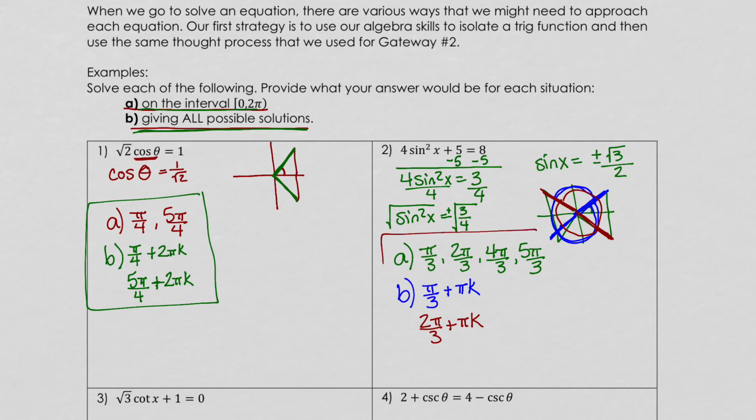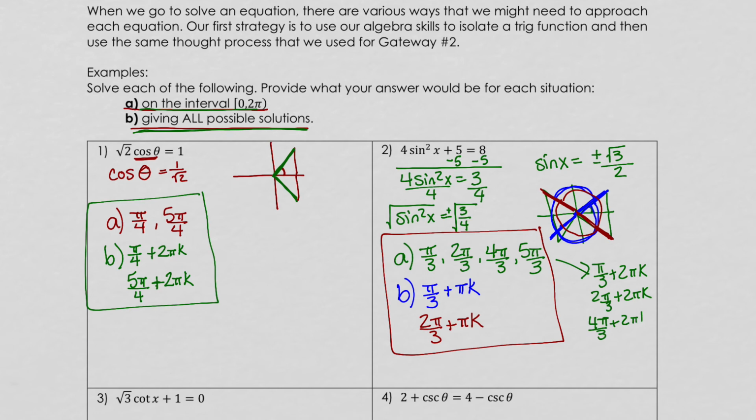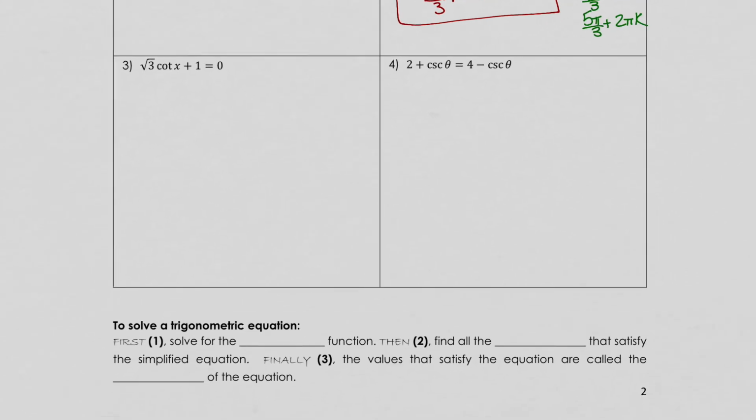Now, I will accept those answers because it's a lot less writing. But if you took all of these to get B and you put pi over 3 plus 2 pi k, because that's the period, and 2 pi over 3 plus 2 pi k, 4 pi over 3 plus 2 pi k, and 5 pi over 3 plus 2 pi k, you're not wrong. I will take that too. It's just a lot more writing when you can just add pi and it puts you in all those other quadrants. All right, let's do the last two here.